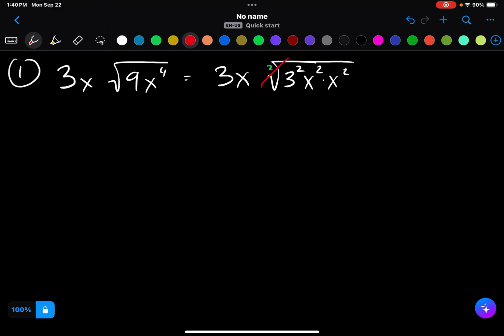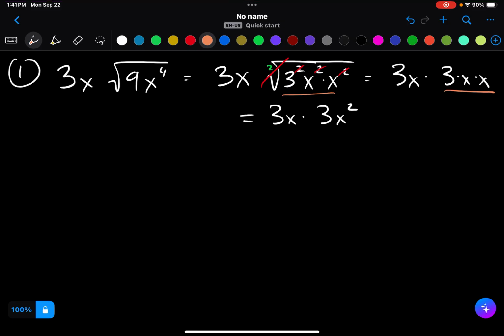Now you can simply cancel everything with the radical, leaving you with just 3x times whatever came out of the radical, which is 3 times x times x. And that is 3x times 3x squared, because this is what came out of the radical, right? Right here. And that is 9x to the 3rd power. So that's number 1.